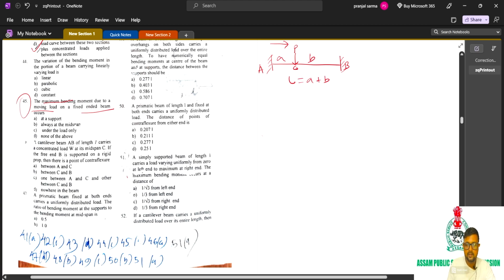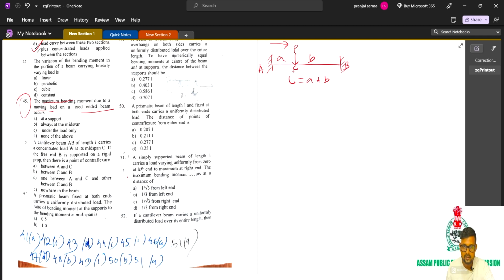Now, if C is at the center, that means C equal to L by 2, then at that location, the maximum bending moment will simultaneously occur at the center as well as at the support. But apart from that center point, the maximum bending moment will always occur just at the fixed end in case of a moving load on a fixed beam. Right? In case of simply supported beam, what will happen? It will always occur just under the load. Okay. Now we'll try to prove this by writing some example.